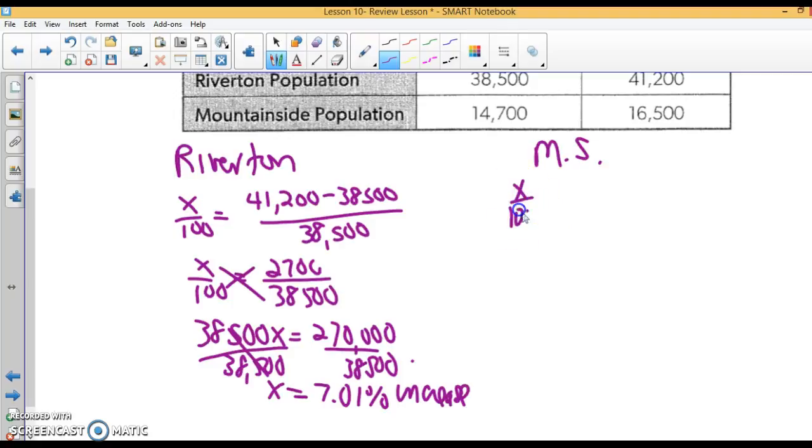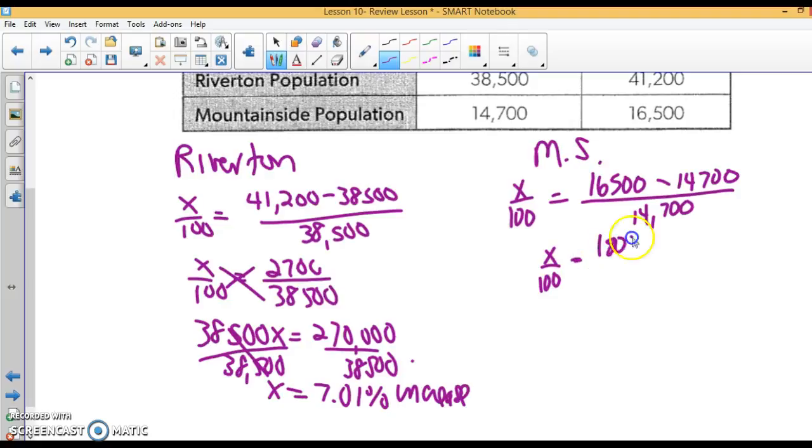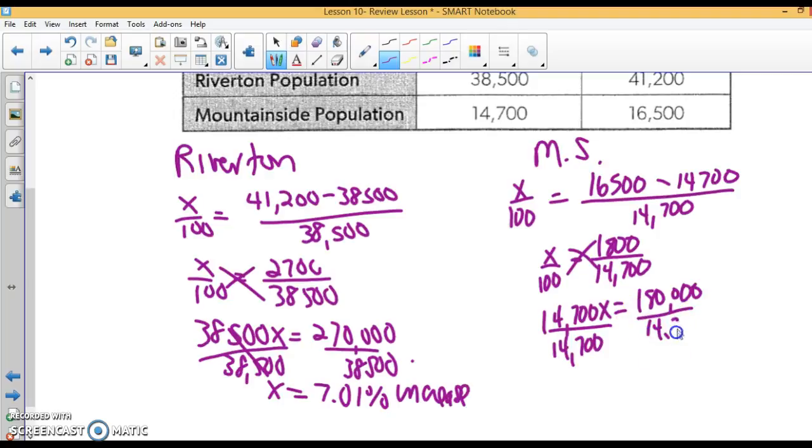X over 100 equals 16,500 minus 14,700 divided by the original 14,700. Well, x over 100 equals 1,800 divided by 14,700, cross multiply, 14,700x equals 180,000 divided by 14,700. And you end up with x is 12.24, and again, it's a percent of increase. So, which town had the greater percent of increase?